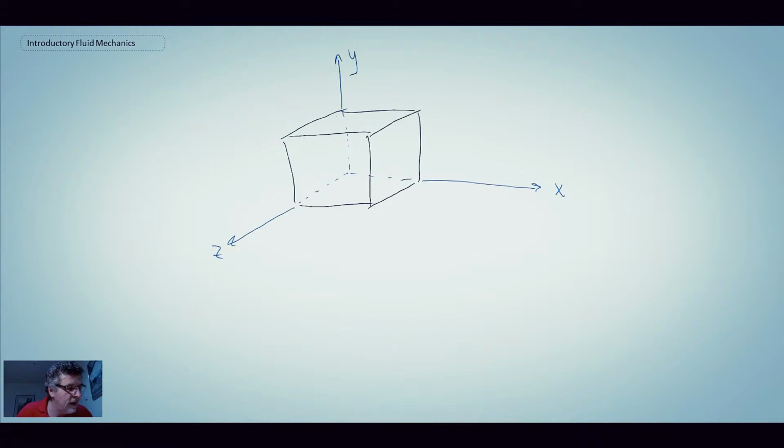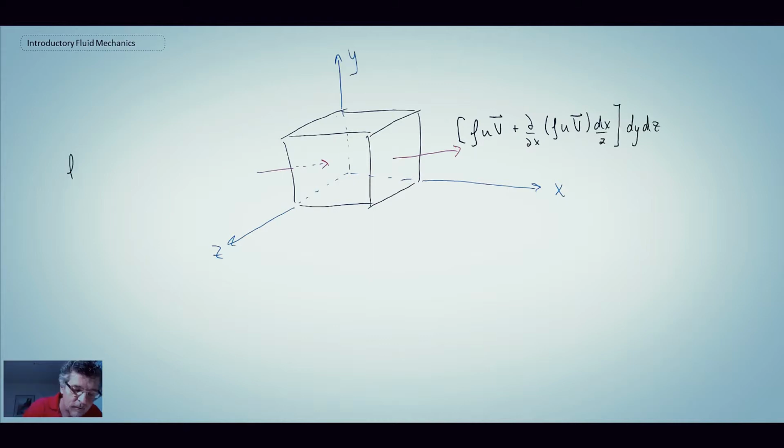So let me begin by drawing out a cube, and hopefully I'll put it in the middle this time. Okay, so there is our little differential element. And what I'm going to do now is sketch out momentum flux into the back surface and out of the front surface, so going in the x direction. So there we have our momentum flux.